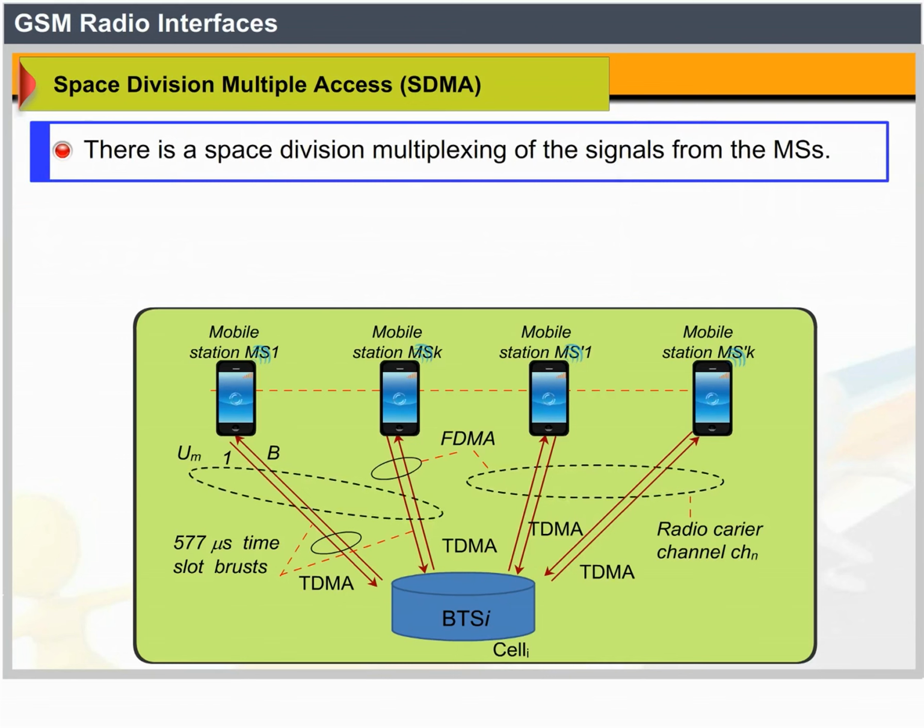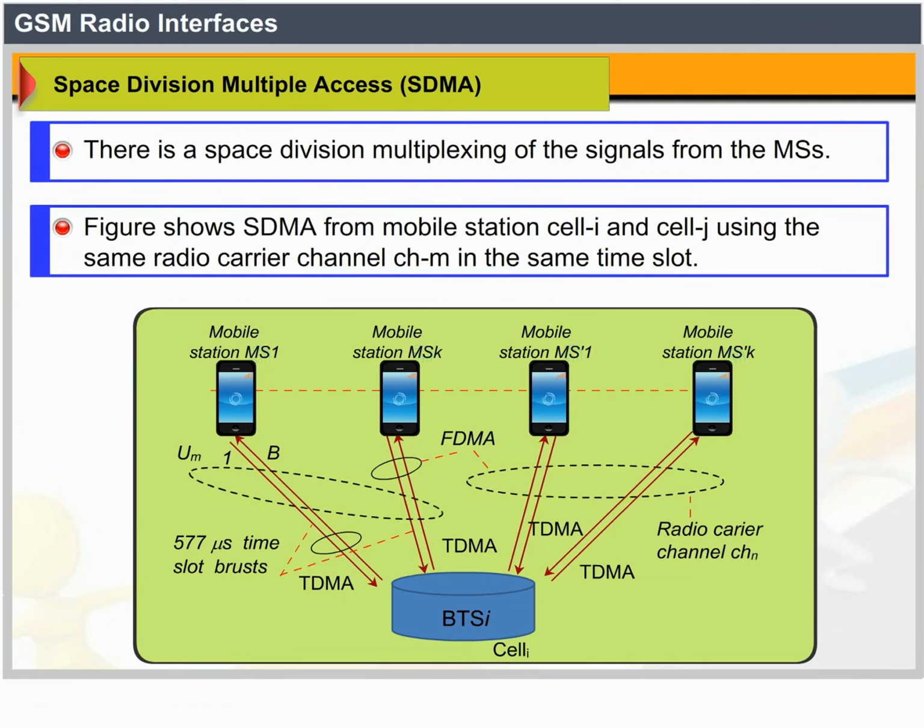There is space division multiplexing of the signals from the MSs. The figure shows SDMA from mobile stations in cell I and cell J using the same radio carrier channel CHM in the same time slot.